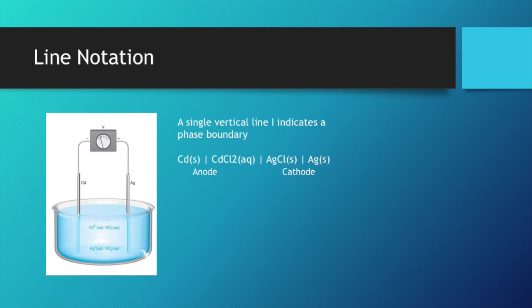This is similar to electroplating. We see that the cadmium solid and the silver solid are separated by a phase because they're in solution, and those are separated by single vertical lines between the cadmium chloride and the silver chloride.